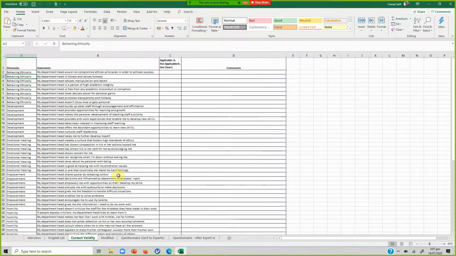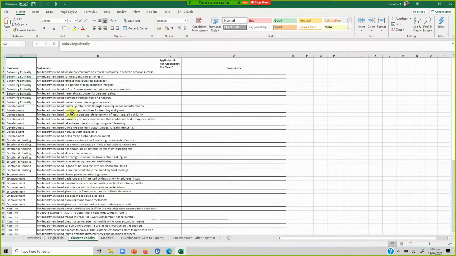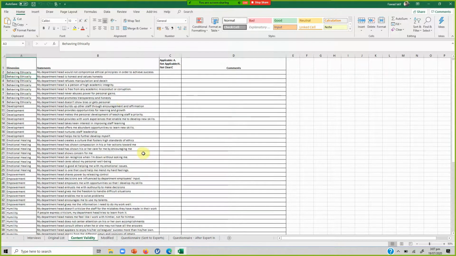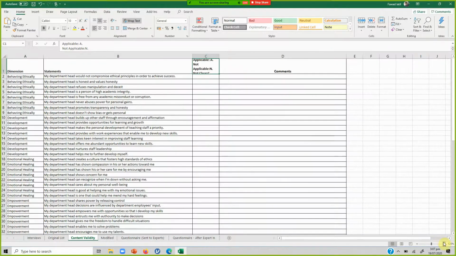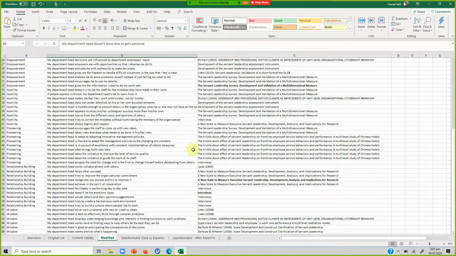And then based on this, the professor and I identified, developed, and shortlisted these 69 items. And we gave them to experts and asked them if these are applicable to higher education or servant leadership in higher education, and if they are clear or not clear. So they provided their comments, and once we had their comments, we modified the items.